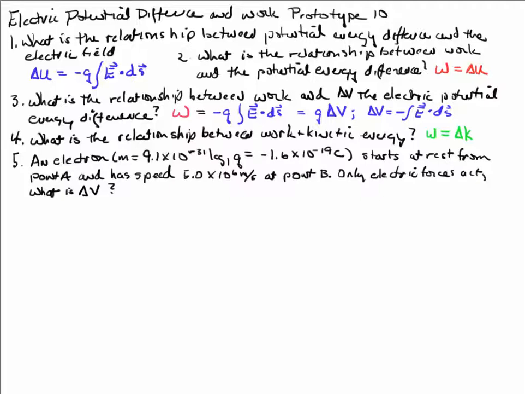Now, how are we going to use those relationships to solve the problem posed in 5? An electron, mass 9.1 times 10 to the minus 31 kilograms, with a charge equal to minus 1.6 times 10 to the minus 19th coulombs, negative, starts at rest from point A and has speed 5.0 times 10 to the 6 meters per second at point B. Only electric forces act. What is the electric potential difference?